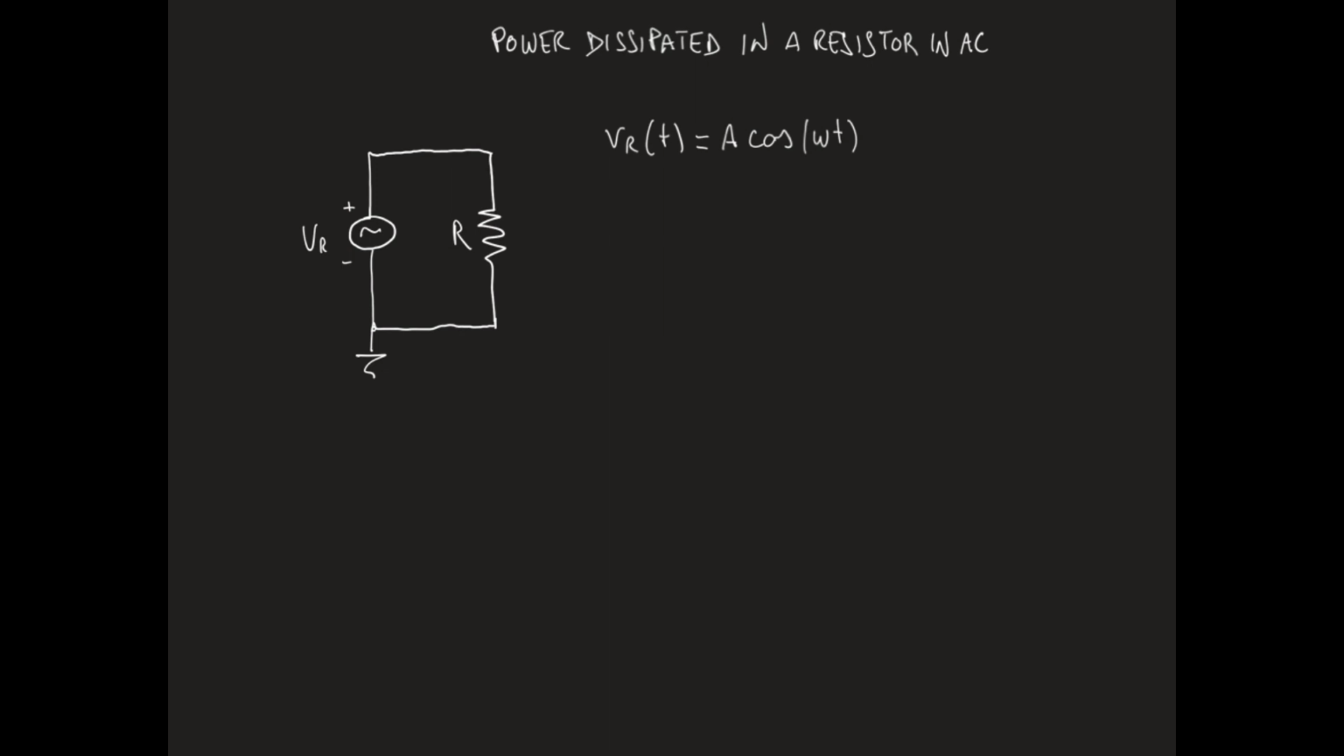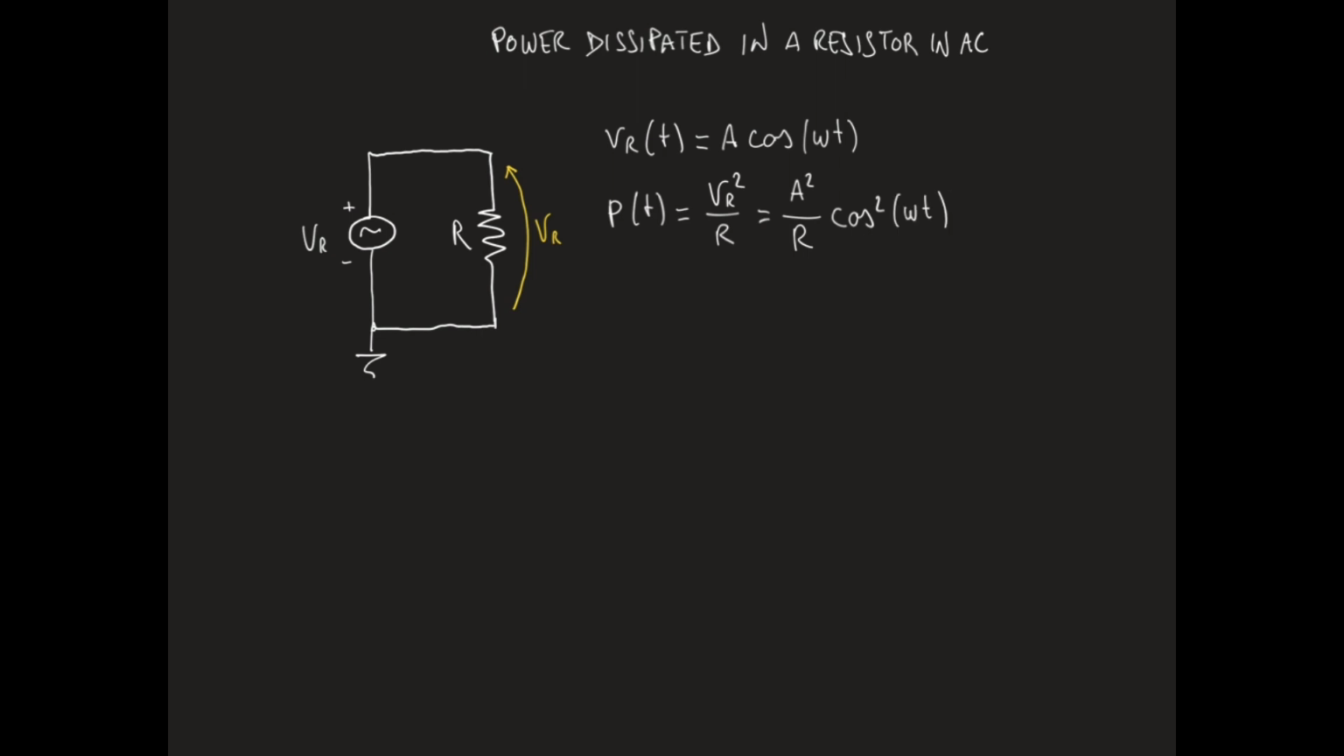Given that, of course, the voltage across the resistor is the same as the voltage generated by the voltage source, the instantaneous power P of t dissipated by the resistor will be equal to VR squared divided by the resistance, which in this case is equal to A squared over the resistance times the cosine squared of omega t.